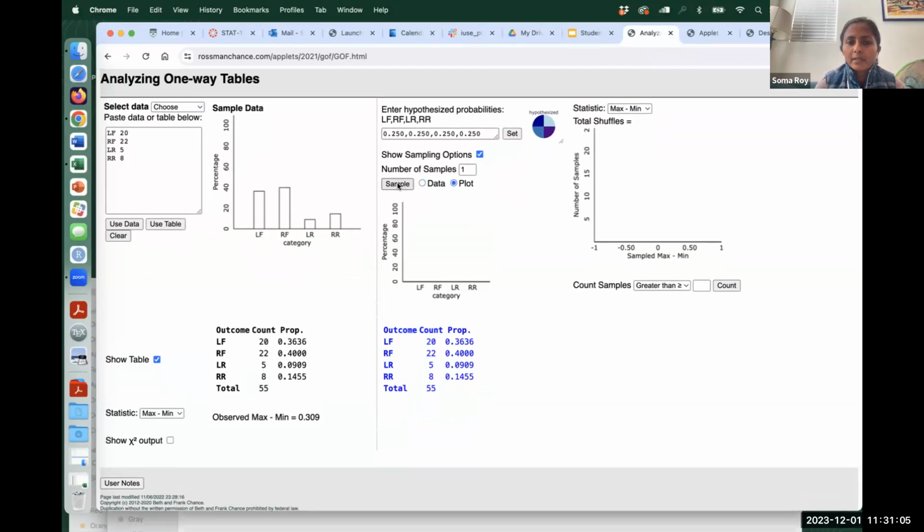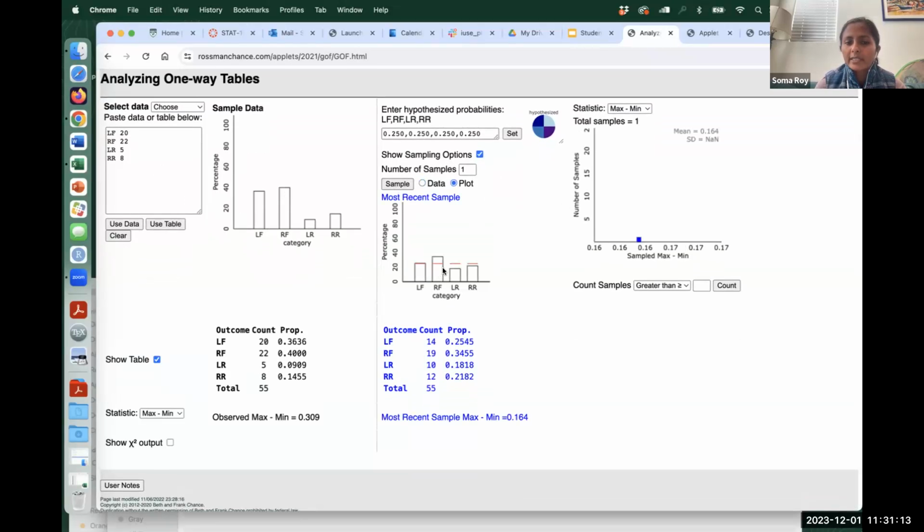So if you say sample, it's going to pretend as if all 4 choices are equally likely, and it's going to create this possible distribution of what these choices could have looked like had students been choosing randomly among the 4 options. And you can do this a few different times and see how the max minus min statistic changes from shuffle to shuffle. I can crank this up again to get a better understanding of the long run pattern of what this max minus min statistic could have looked like had it been by chance.